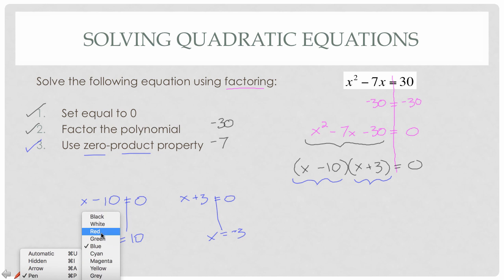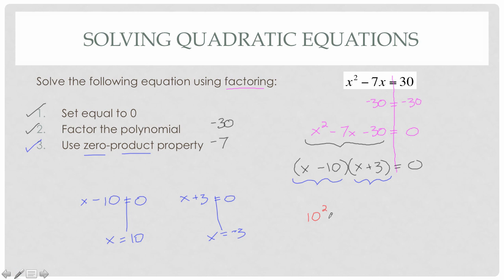Let me get a different color here. Let me check by putting it in. Does 10 squared minus 7 times 10 actually equal 30? Well, that's 100 minus 70 equals 30. Yeah, that checks, so that's definitely a solution. Does negative 3 squared minus 7 times negative 3 equal 30? Well, that just equals 9 plus 21. Yep, that equals 30. So both of these check, and there are your two solutions: x equals 10 or x equals negative 3.